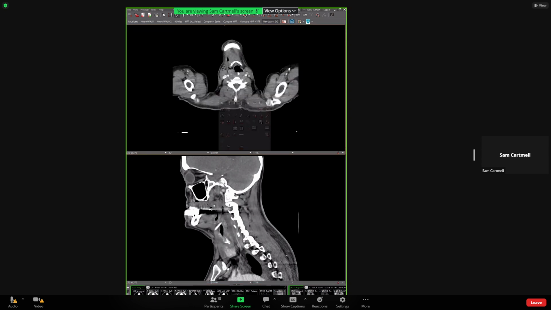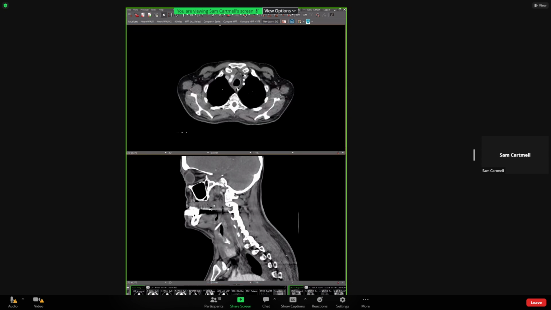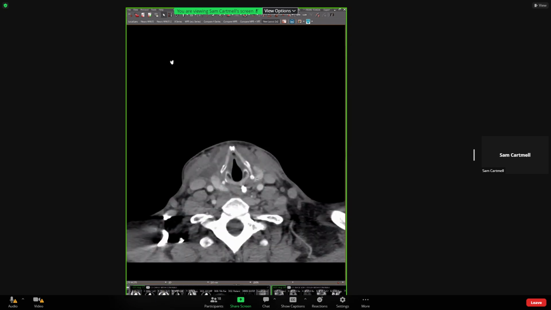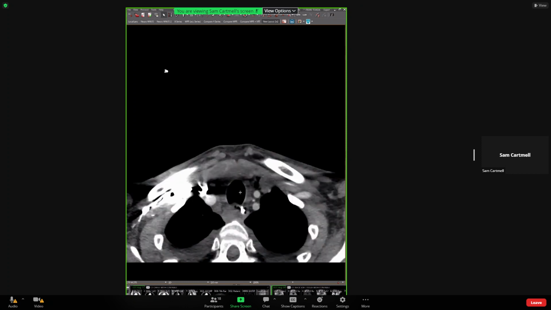But if we look at a chest CT obtained some days later, actually, I think you can see it on the study we were looking at. So you see an infection or an abscess here, you've got to make sure to check the mediastinum.